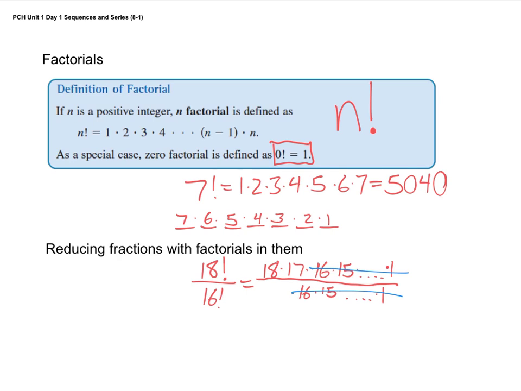And you guys know when you have multiplication in the numerator and denominator of a fraction, you can cancel out identical terms. So the 16 over 16 is 1, the 15 over 15 is 1, and so on. Okay? So the nice thing is you don't have to write all this out. You could just say, okay, it's 18 times 17 times 16 factorial over 16 factorial. And now, hey, 16 factorial over itself is 1, so I just have to do 18 times 17.